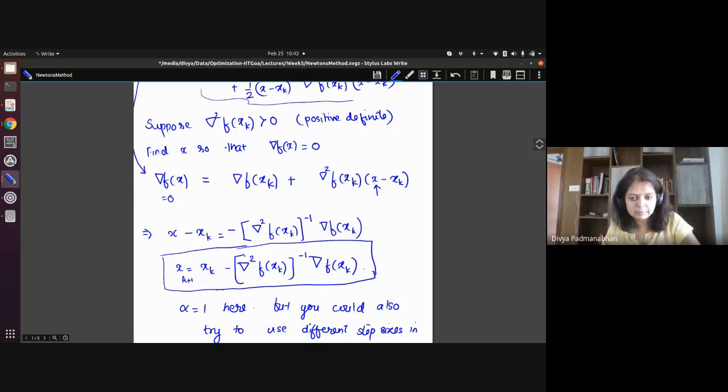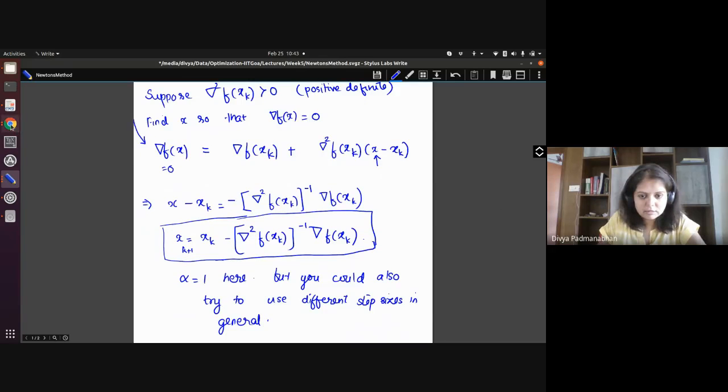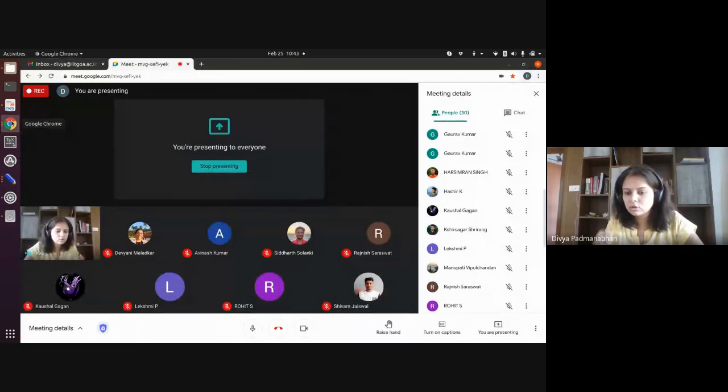If you just use this update, we are not having any step size factor here, but in principle you could also try to use different kinds of step sizes. You could do things like exact line search, or any of the other methods like constant step size. So that's also possible. These things are general: for any descent direction you could try different step sizes and so on. Okay, so is this fine? Any questions so far?